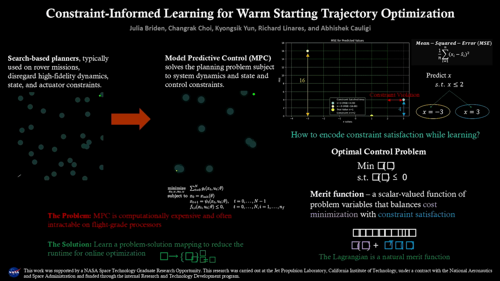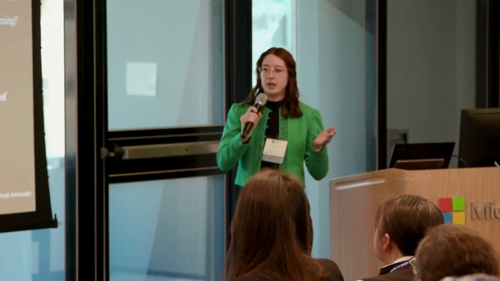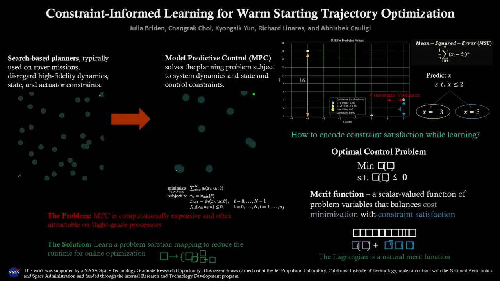I'll be presenting at the poster session on constraint-informed learning for warm-starting trajectory optimization. For future spacecraft and robotic missions, more and more complex control schemes are required to be able to operate in uncertain and randomized environments. For example, we are looking to use model predictive control on board our radiation-hardened processors. A current issue is that MPC is too computationally expensive to use on board.